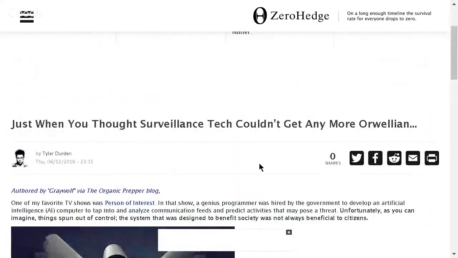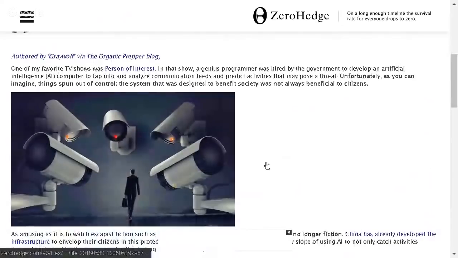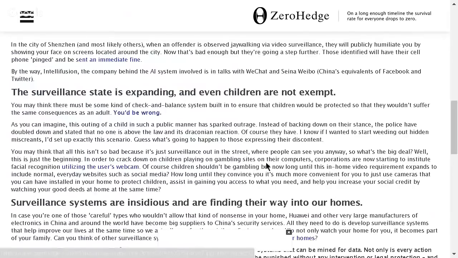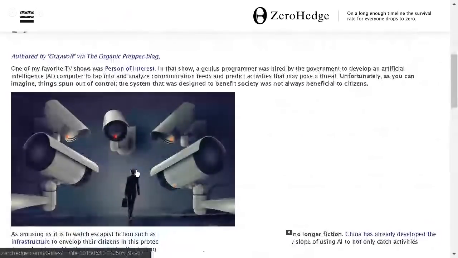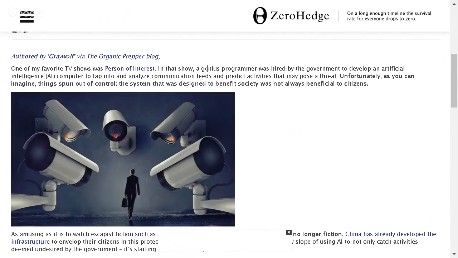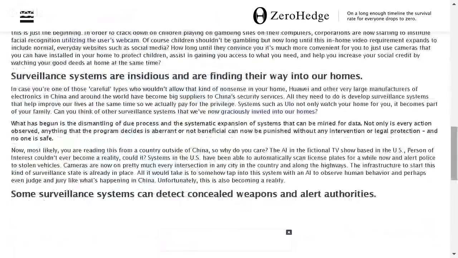Some more creepy stuff going on in China. How creepy can it get? Creepy enough to send you a ticket, even if you're a child. In other words, not only do they put your photo up on public screens when you jaywalk, but there's some possibility that they will ping your phone and send a fine directly to your phone.